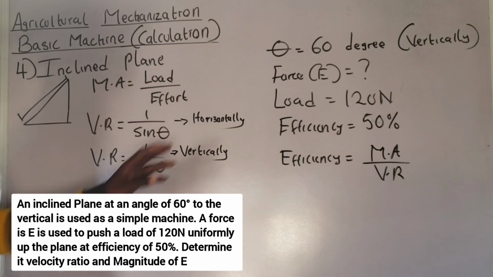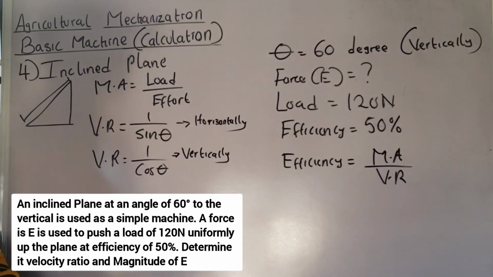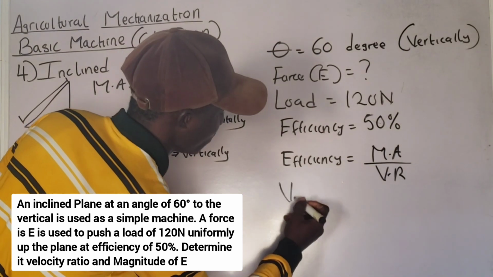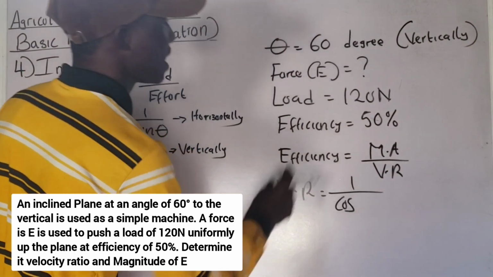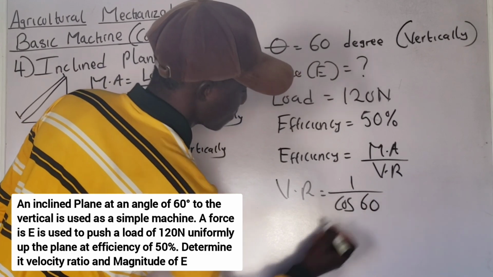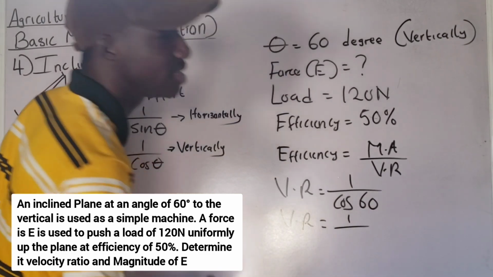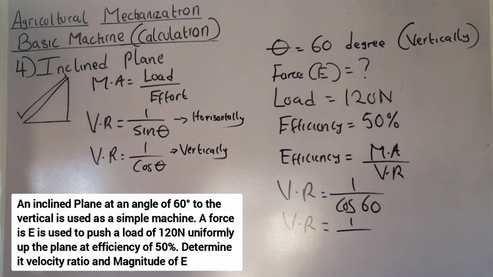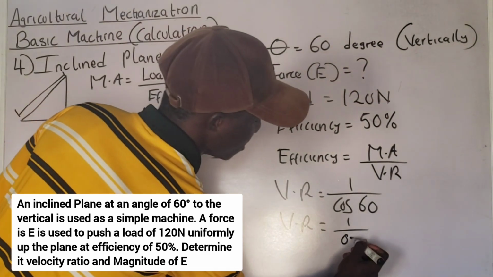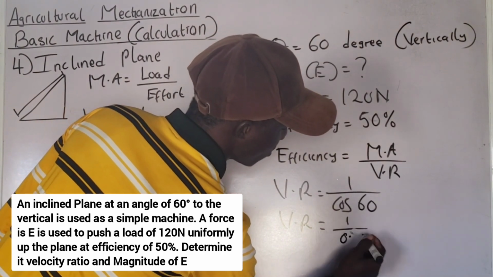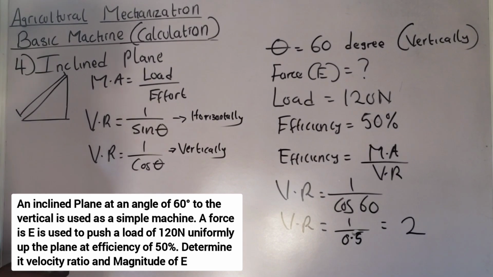Because the angle is inclined vertically, the velocity ratio will be what? 1 over cos theta. So we can determine the velocity ratio. Velocity ratio equals 1 over cos theta. Theta is what? 60 degrees. So the velocity ratio equals 1 over cos 60 degrees, which is what? 0.5. You understand? Cos 60 degrees is 0.5. So 1 over 0.5 equals 2. You understand? So that is the velocity ratio.